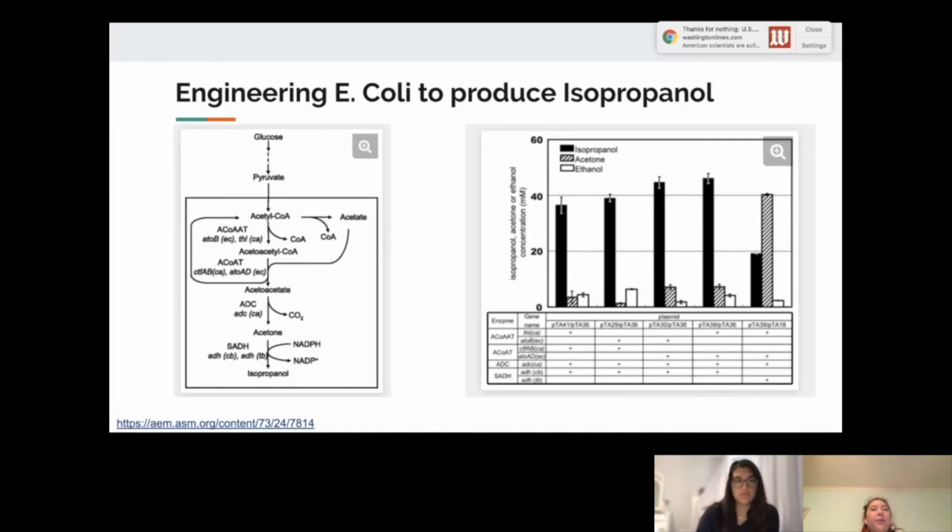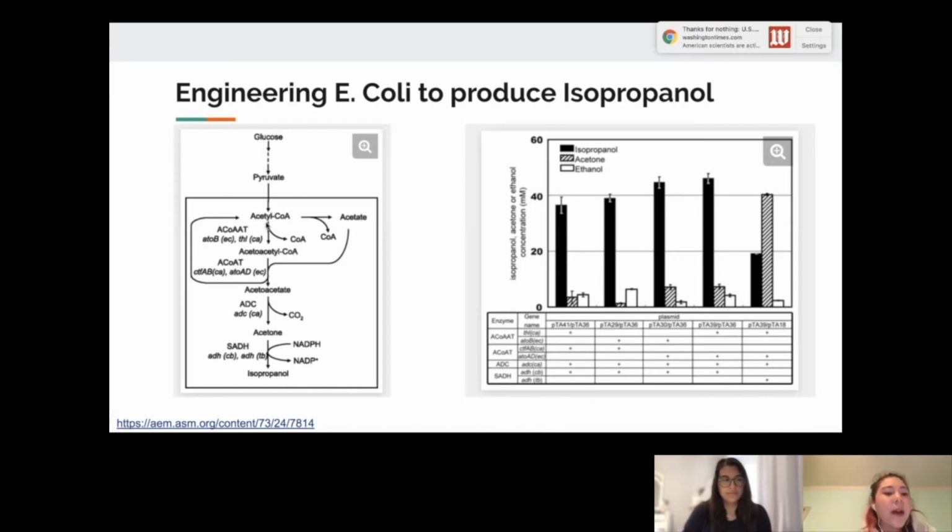I chose this example because when we were talking about the production of artemisinin, we talked about the genes that were changed, but we didn't talk about the selection process for which parts of the metabolic pathway would produce the best outcome. In this one, you can actually see the choices that the engineers had to make in order to produce the highest amount of isopropanol yield from their E. coli.